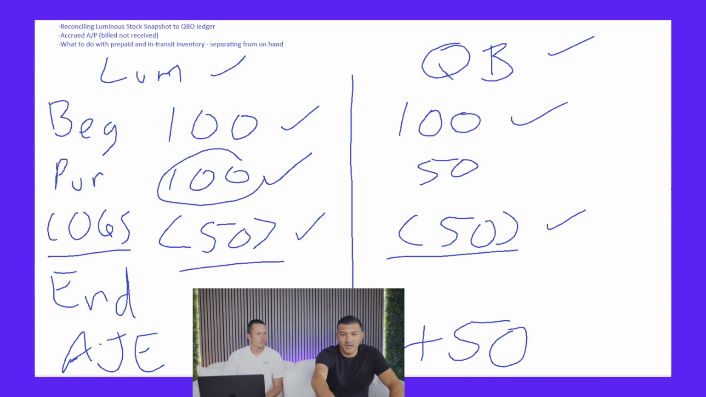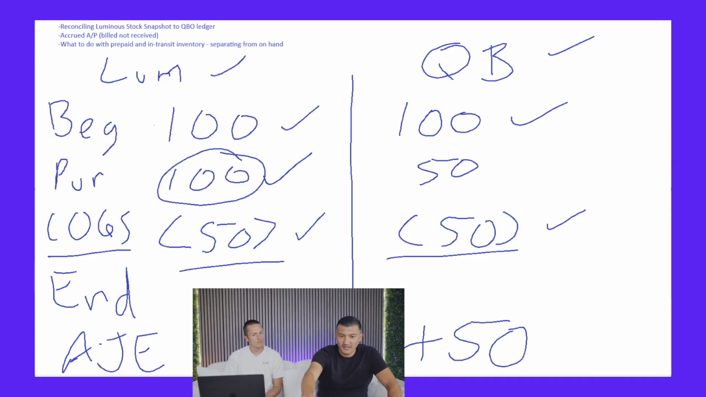But if you dig deeper in this hypothetical example, it turns out 50 of this 100 that got received in Luminous, you haven't been billed for yet. You actually need to be careful. You should add 50 to your QuickBooks inventory via an adjusting journal entry, but the other side of that journal entry is not cost of goods sold. It's an account you need to create called accrued accounts payable, or I've seen some accountants just call it, so that it's very clear, inventory received but not billed.